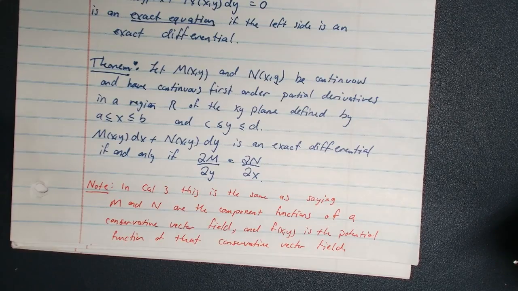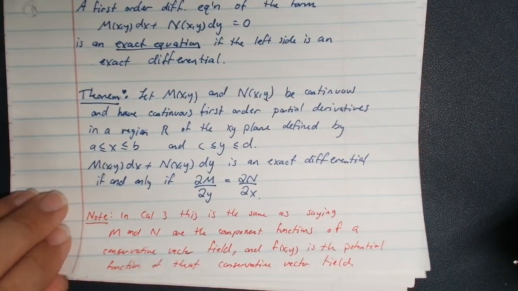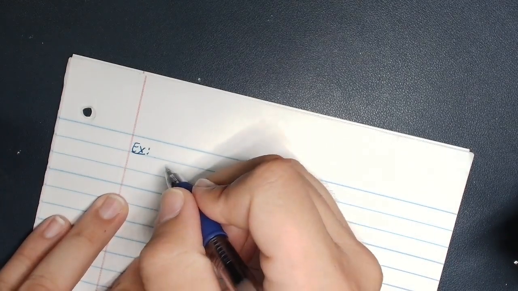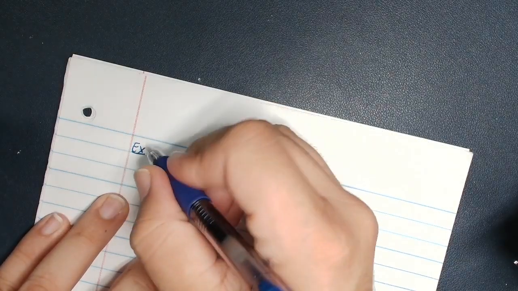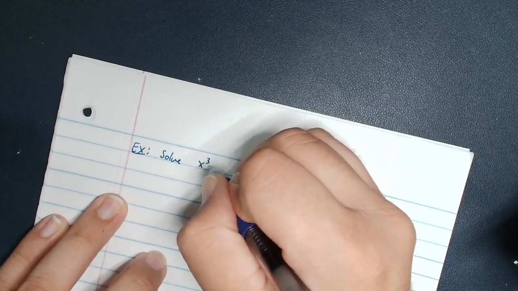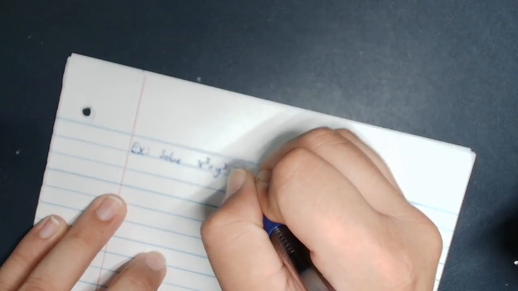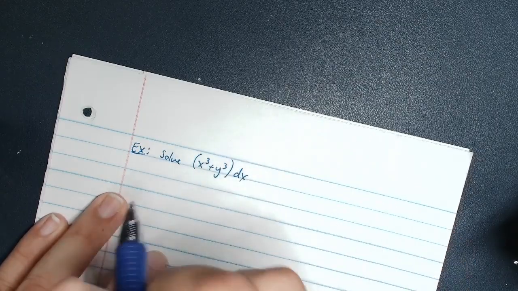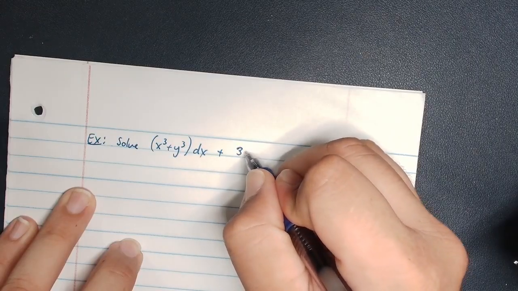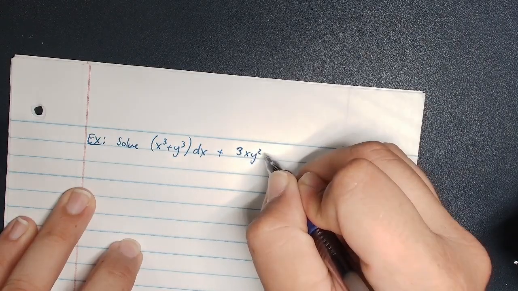All right, so now let's see how we can actually use this. For an example, let's go and solve the following equation. Let's solve x to the third plus y to the third, that quantity times dx, plus 3xy squared dy.